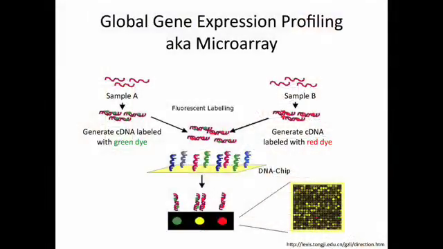And so there are 4 scenarios. One is that there is no RNA that hybridizes to a particular probe, in which case it would be completely black, which you can see a number of on this chip. The next is that there is a lot more of sample A than sample B, in which case it would be green. A lot more of sample B would make it red, and relatively equal levels of red and green will read out as yellow.